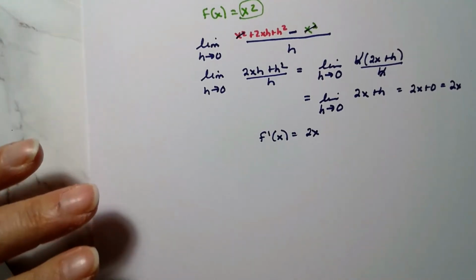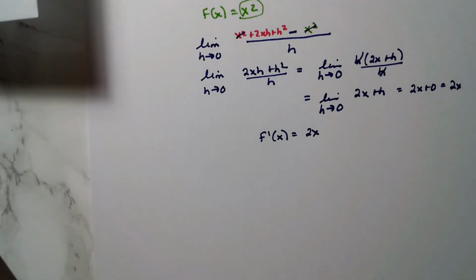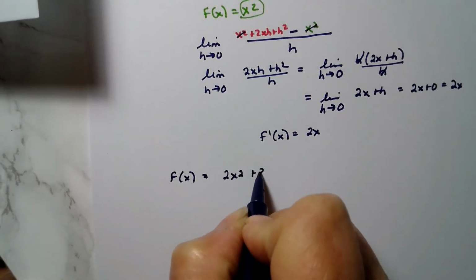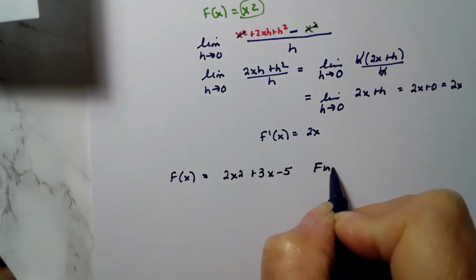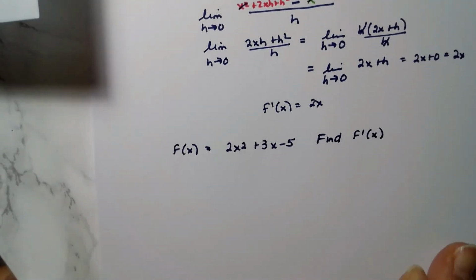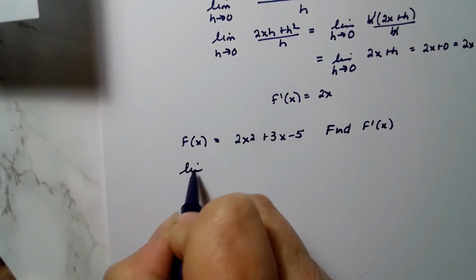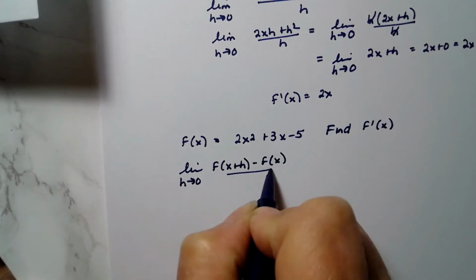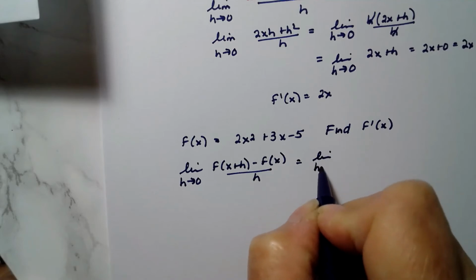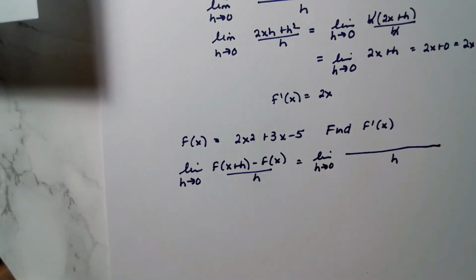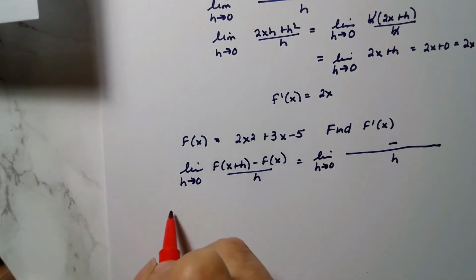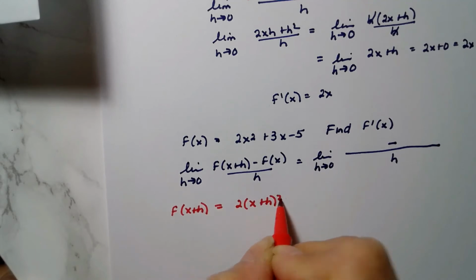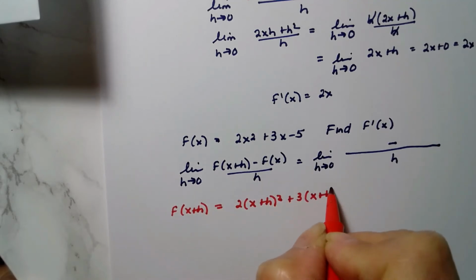Here's another one. Well, why don't we use that other one that we did in the last example. If f of x is 2x squared plus 3x minus 5, find f prime of x. Okay, so the limit as h approaches 0 of f of x plus h minus f of x over h is equal to the limit as h approaches 0 of some stuff, right? Well, what's f of x plus h? It's 2 times x plus h squared plus 3 times x plus h minus 5.